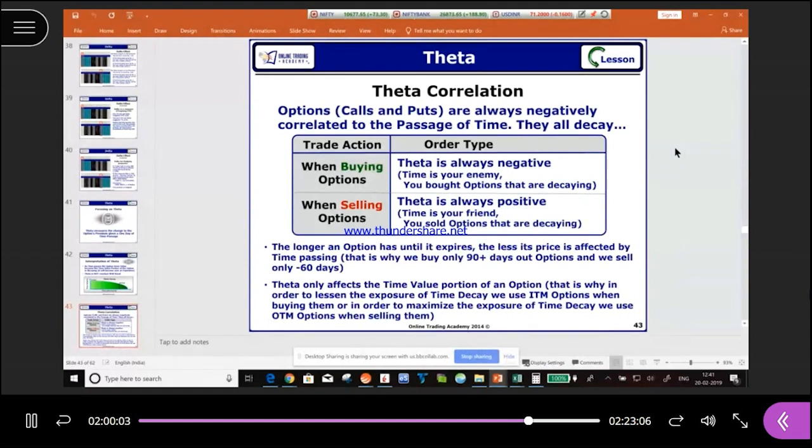Underlying price movement and far month options, they are all correlated, don't worry.